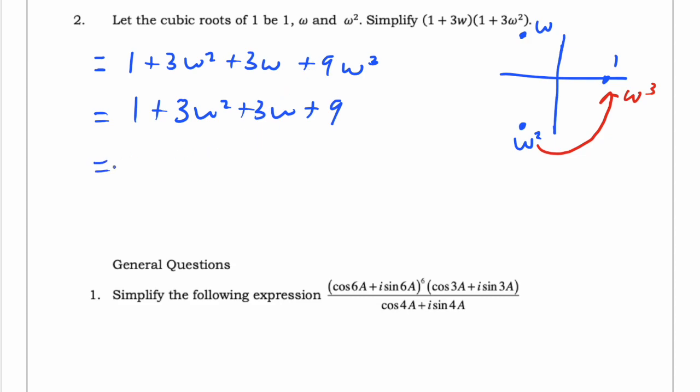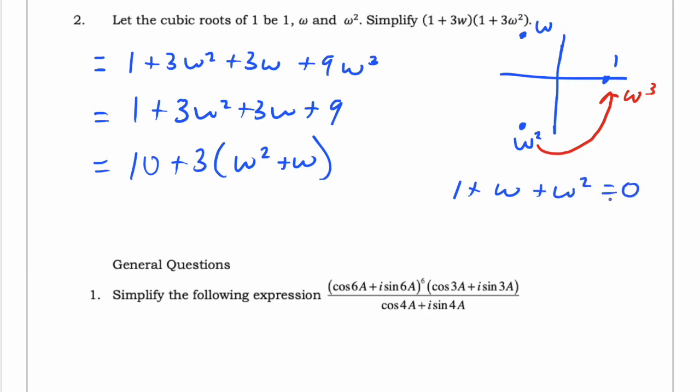And there's something else we can do actually. So 9 plus 1 is 10. Recall from number 1, and this always works out, if you add up all the roots of unity, you always get 0. So that means omega plus omega squared equals -1. So that quantity is -1, and we have 10 plus 3 times -1, which equals 7. So that whole thing just simplifies to 7.